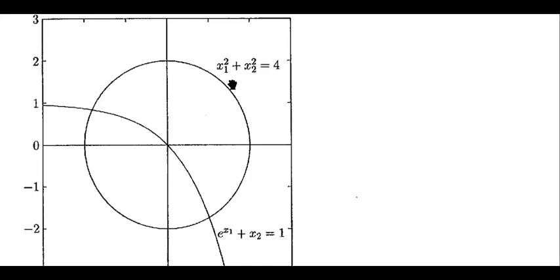So for this equation, first of all, how can you find the derivative? First step.